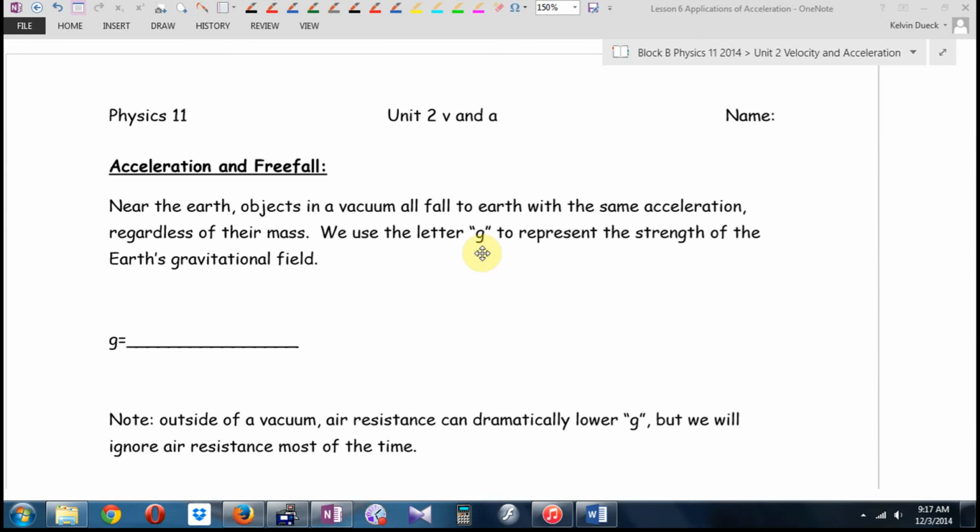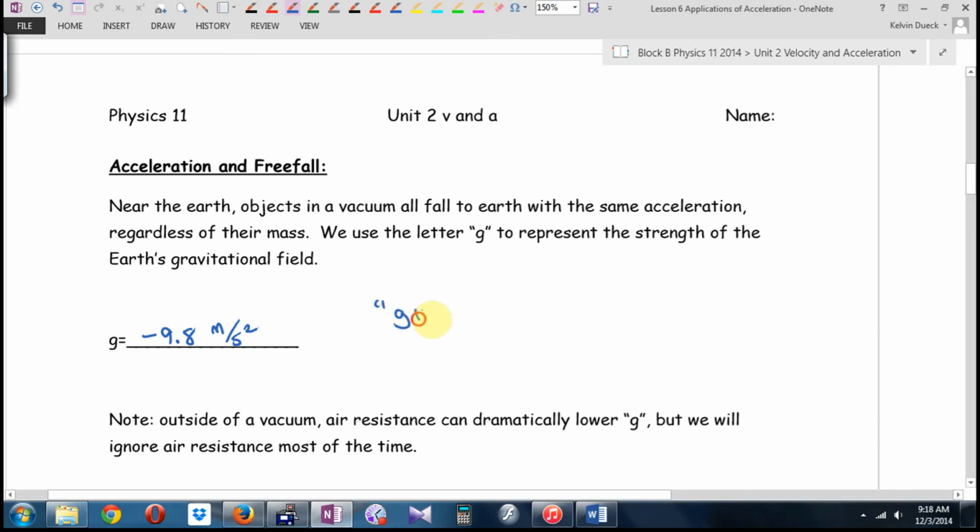We use the letter lowercase g to represent the strength of the Earth's gravitational field. And it turns out near the Earth, g is negative 9.8 meters per second squared. That's the acceleration due to gravity. That's also called the Earth's gravitational field strength.